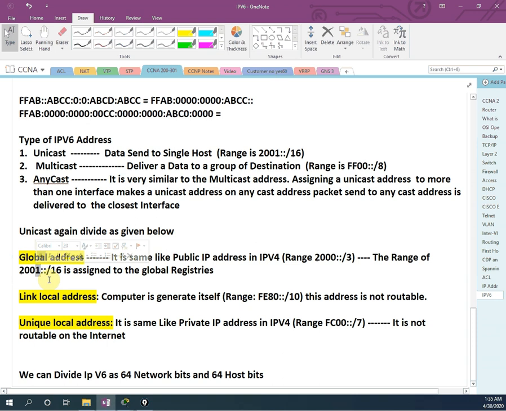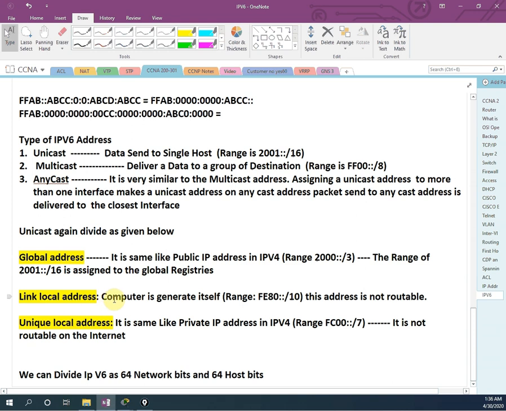Okay, so global address means public IP address. You remember in IPv4 we say if we have a public IP address, then only can we access the internet. Do you remember we have private and public? So same here in IPv6 we have the global address. Global address means public IP address. So if we want to access the internet, we can use this range of IP, so we can access the internet.